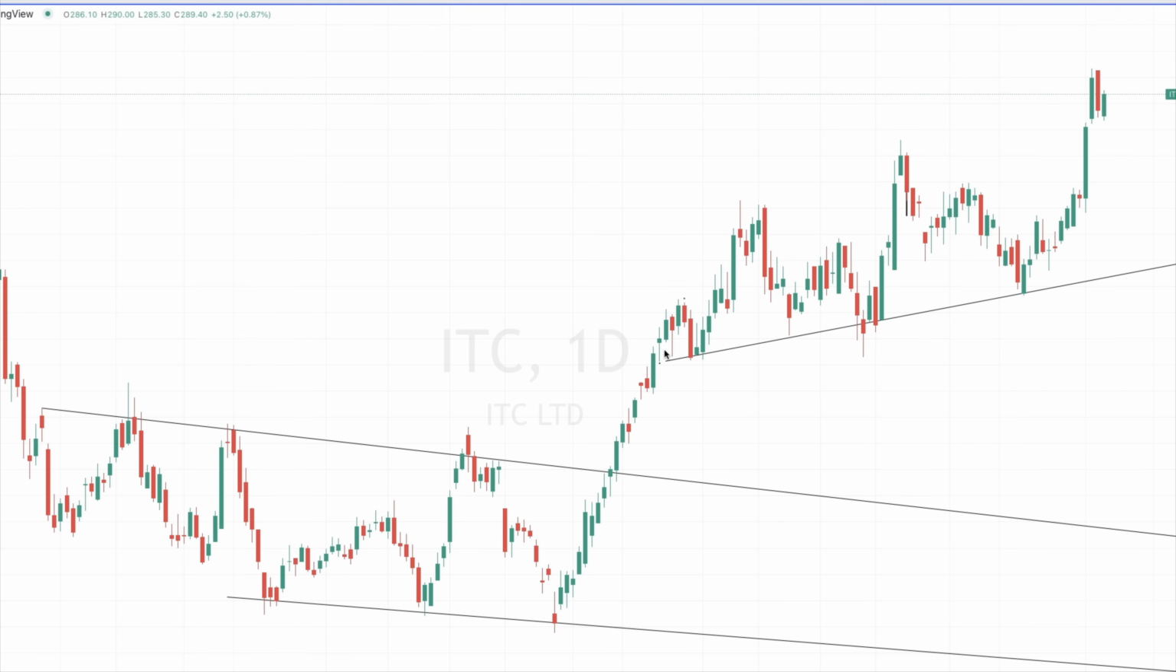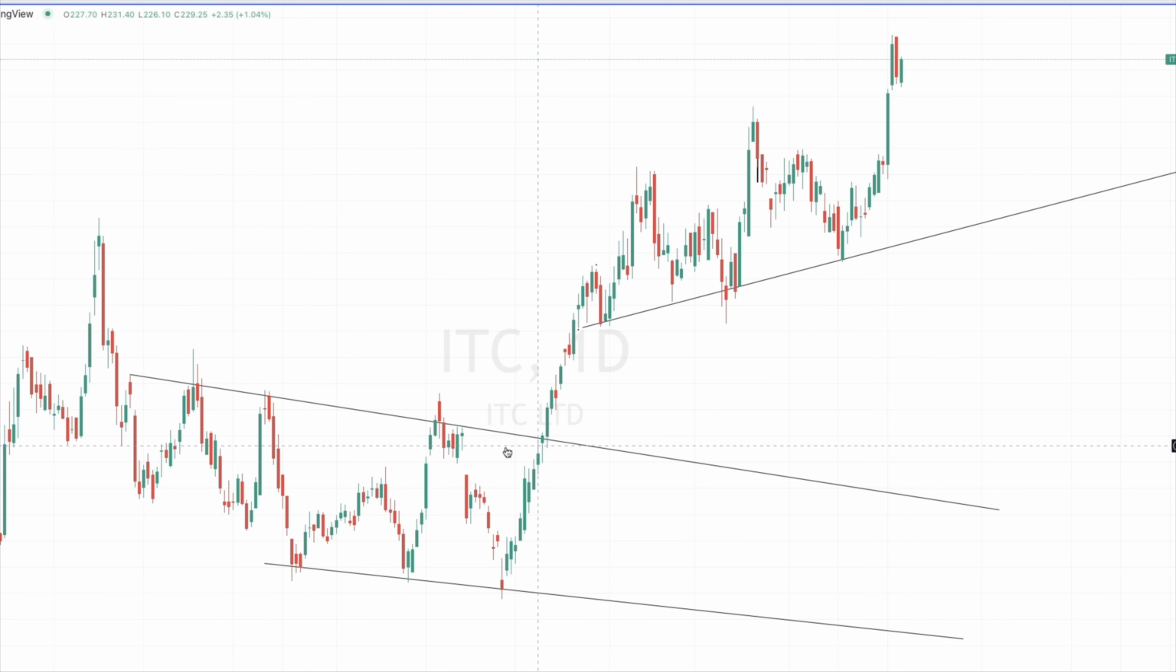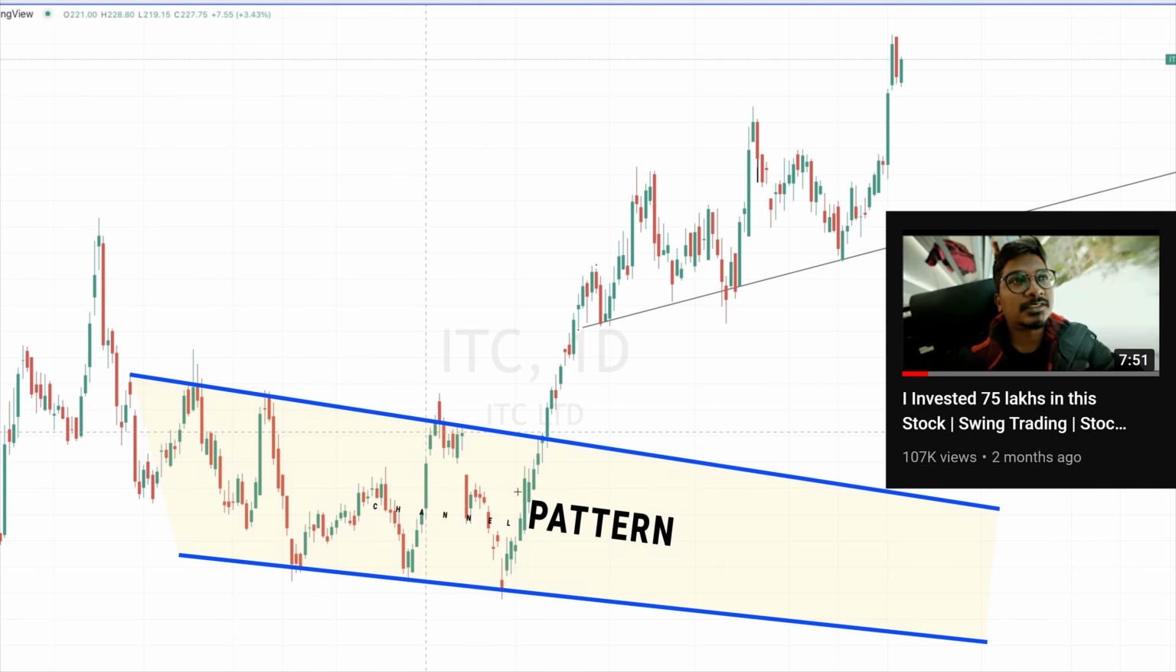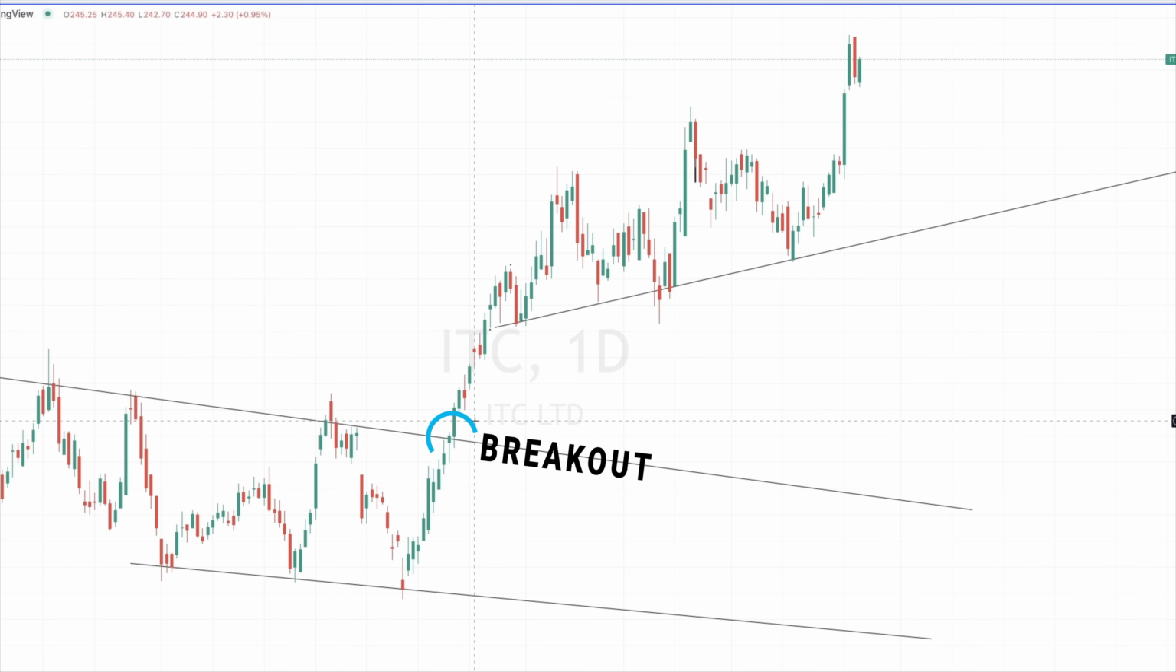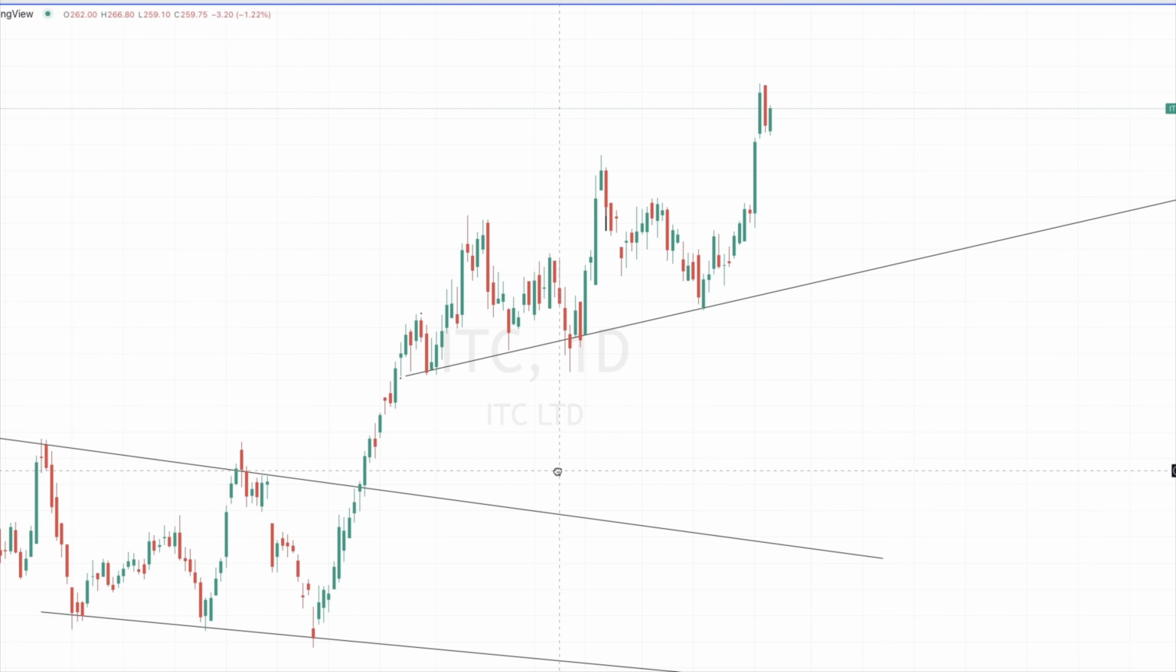Hello friends, so this is the ITC chart in daily time frame, and as you know, I've already explained in the last video about this particular pattern, which is the channel pattern, and this is the breakout. I put my stop loss here. This is where I entered, 236, and last time I made a video, I think it was somewhere around here, around 10 lakhs profit.